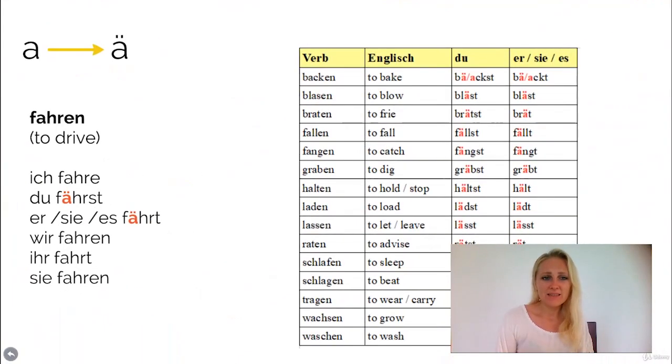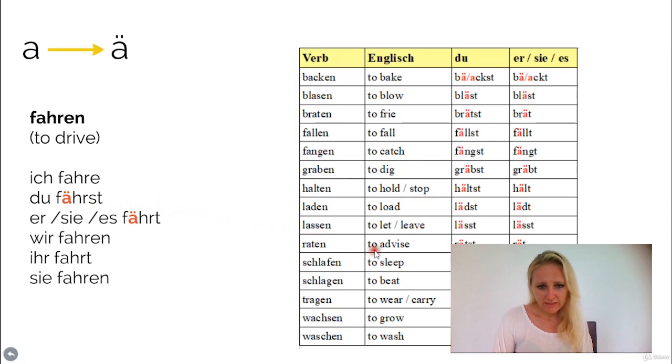Okay. Then the next group, and in this group, the A is changing to an A umlaut, just as we had halten, as you see here. This halten belongs to this group. Fahren, to drive, or to ride, is one of those verbs here. Ich fahre, du fährst, er, sie, es fährt, wir fahren, ihr fahrt und sie fahren. As you see, the good thing is it's really just changing for du und er, sie, es, and just the vowel. Usually it's the first vowel that is changing.